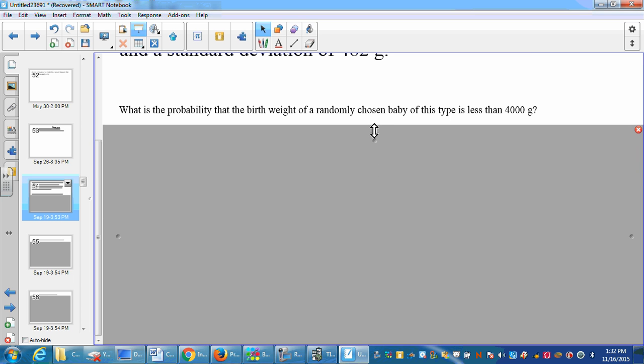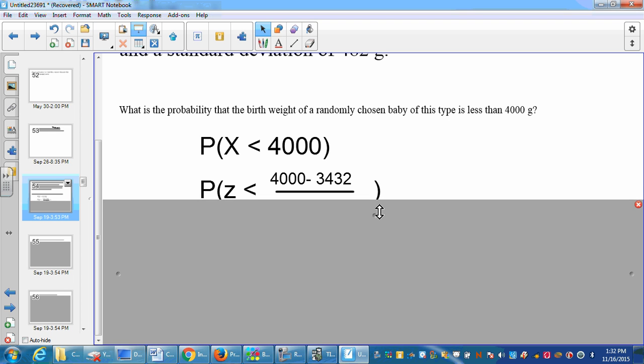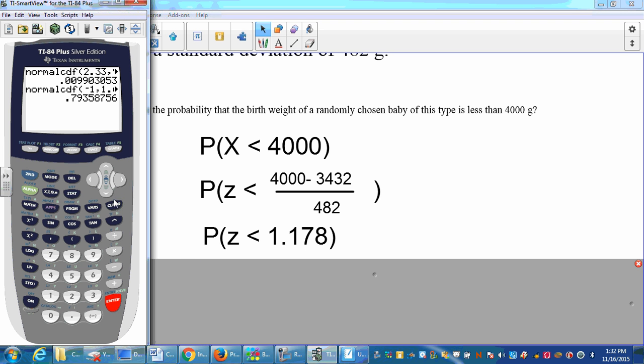Just like what we did before, we'll find the probability of x being less than 4,000. Then we find the z-score. Now we have to find the probability. So instead of running to our tables, we can take out our calculator and do normal CDF, which you hit second, and then vars, which brings up the distribution menu. Normal CDF is number 2. We're using a standard normal, so the mean is 0 and the standard deviation is 1.